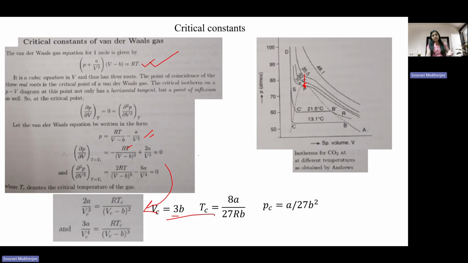For any other gas or any other system with some different potential altogether, when you're talking about critical constants, you should look for the point where del P del V and del square P del V square both go to 0. Then from there you can work out the typical critical coefficients.